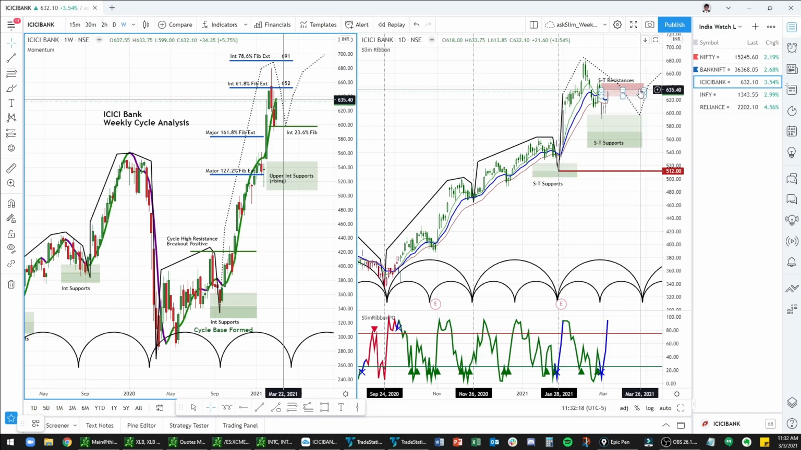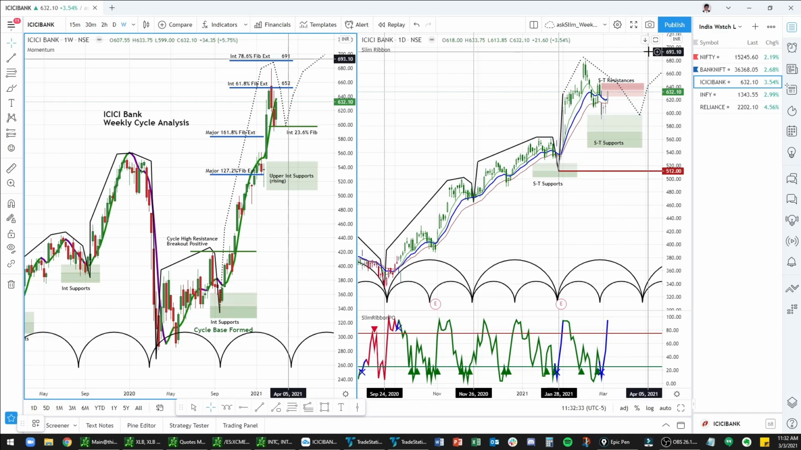We will look for a failure likely in this short-term 50 to the short-term 61.8. So that's around 635 to around 645. Look for a failure in that zone, and then one more move back down, and that'll likely set up a nice move back up. So a beautiful picture here of ICICI Bank. Let's go ahead and look at the next one.